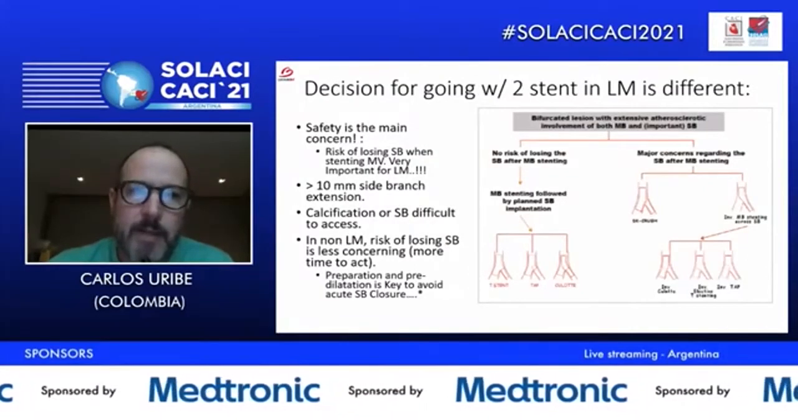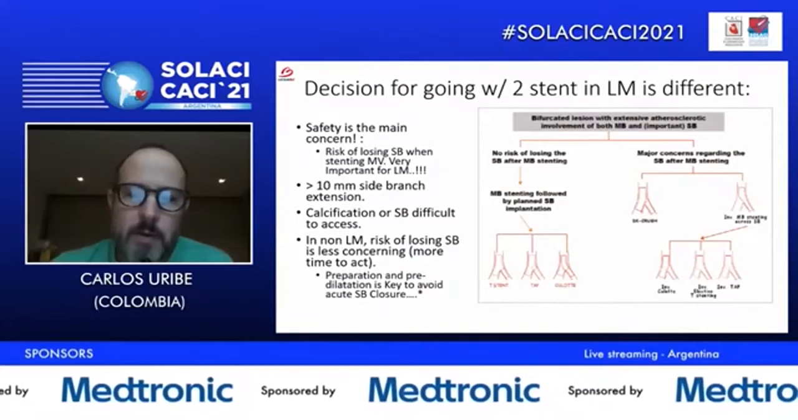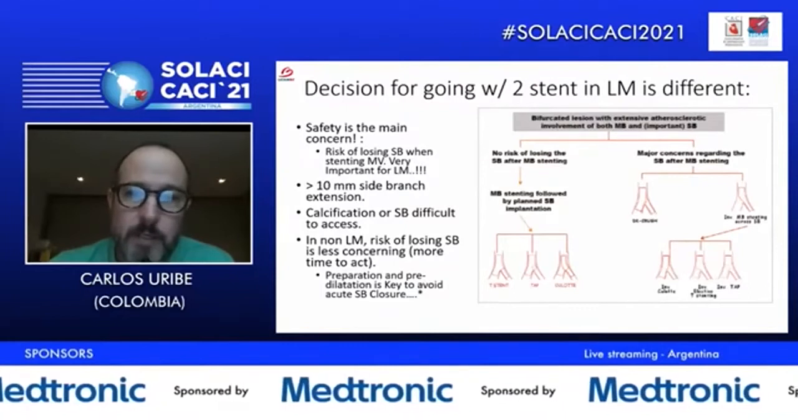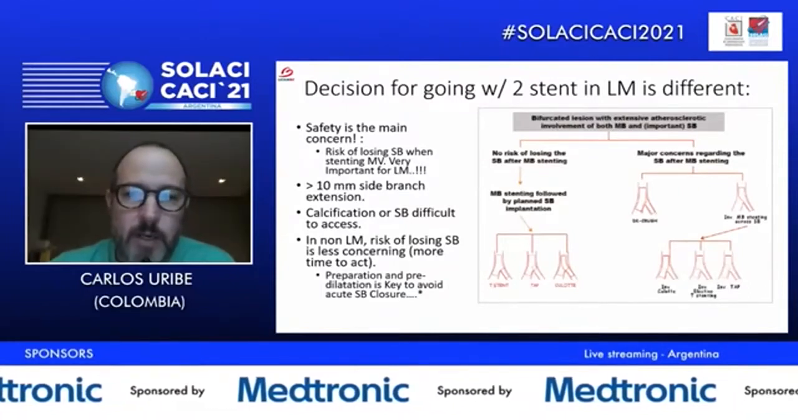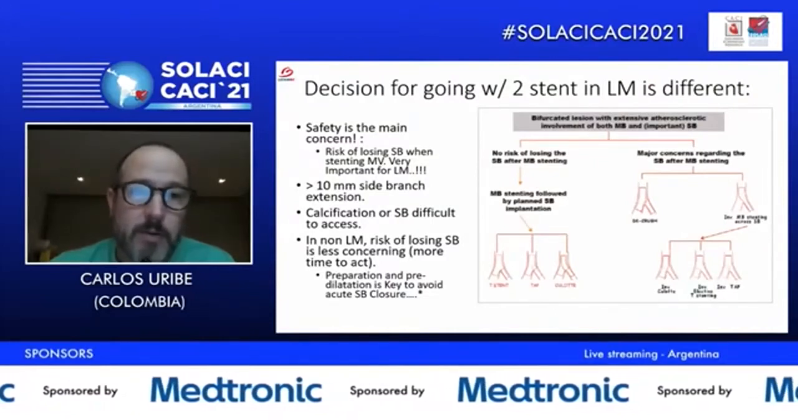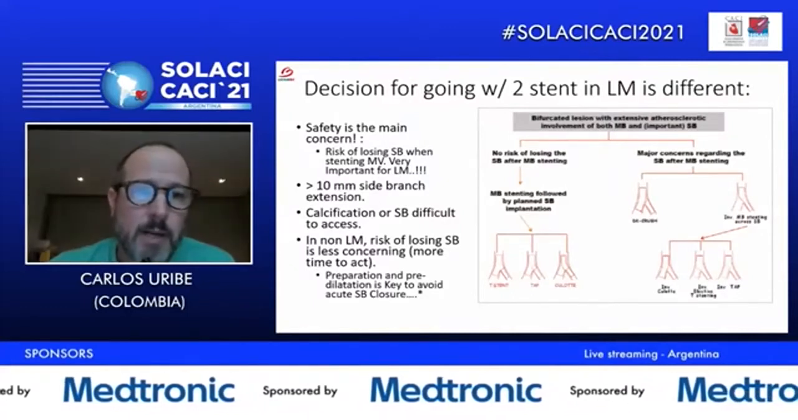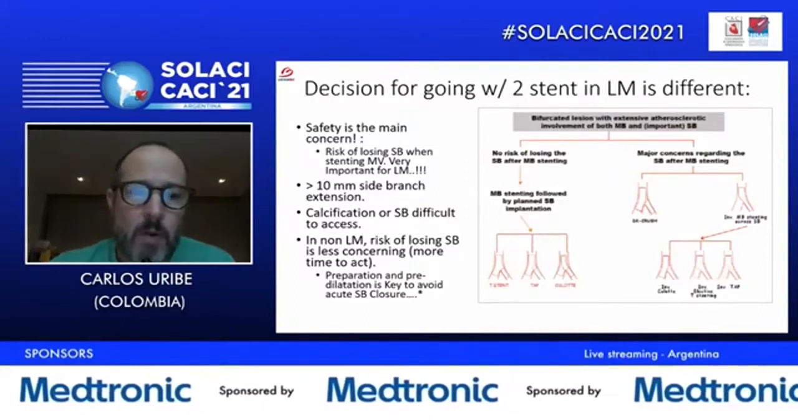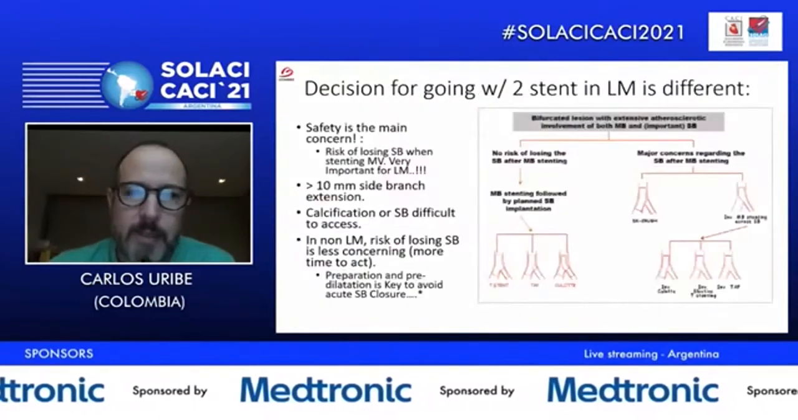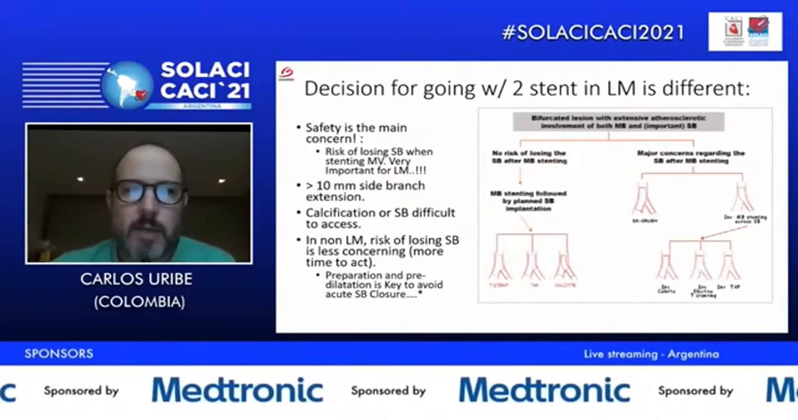However, it is important to know that bifurcation is not left main, and so the difference is that left main and non-left main bifurcations are not the same. And this has to do with patient safety. As you can see in this flow chart, this is the risk of losing the side branch when a stent is implanted in the main branch. This is important to be considered.